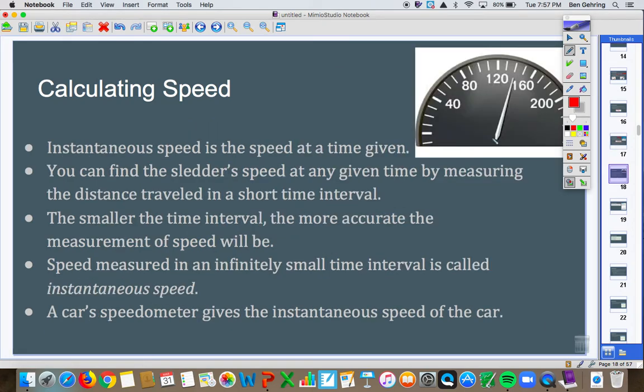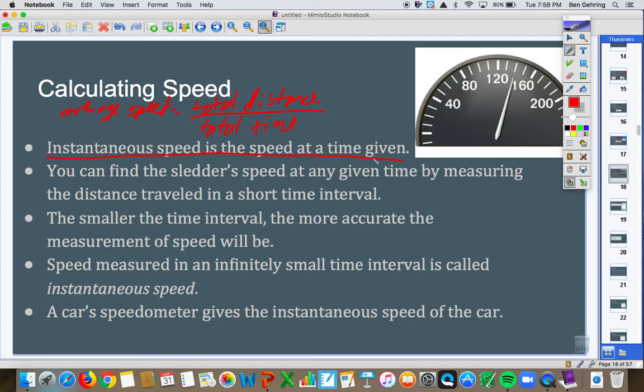When we calculate speed, we calculate average speed, which is the total distance divided by the total time. So average speed, which we mentioned on the last slide, is total distance over total time. But as that last slide mentioned, you may not go the same speed the entire time. In this case, we have what's called an instantaneous speed. And your instantaneous speed is a speed at a given time.